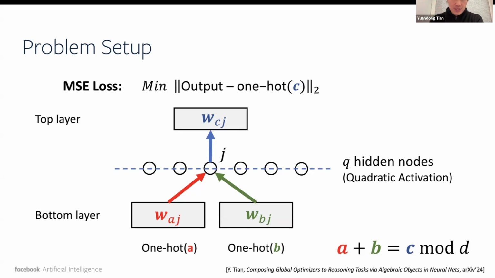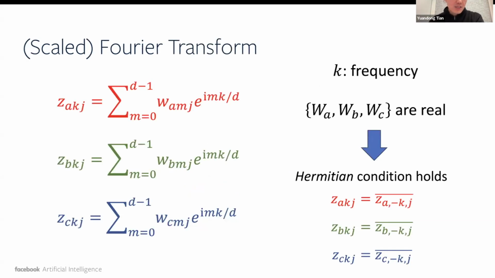And if you execute this and do gradient descent, you actually see a Fourier basis emerge from the training. So in order to do the analysis, we first do a Fourier transform for all these weights. Because all these weights are real, a Hermitian condition needs to hold for all these Fourier bases.